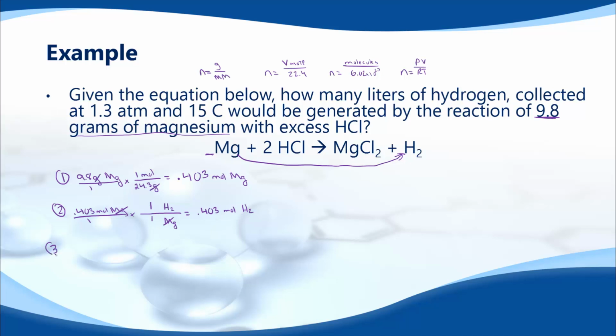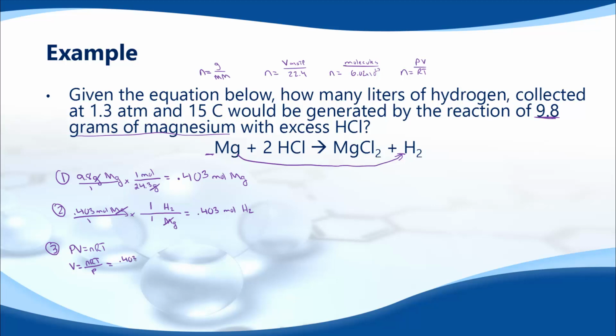Our third step is to convert from moles to whatever we're being asked for. We're being asked for volume, right? So if we're being asked for volume, I'm going to have 3 of the 4. I'm solving for volume. I have pressure, I have temperature, I have moles. R is a constant, right? So here, PV equals nRT. We're solving for V, so V equals nRT over P.